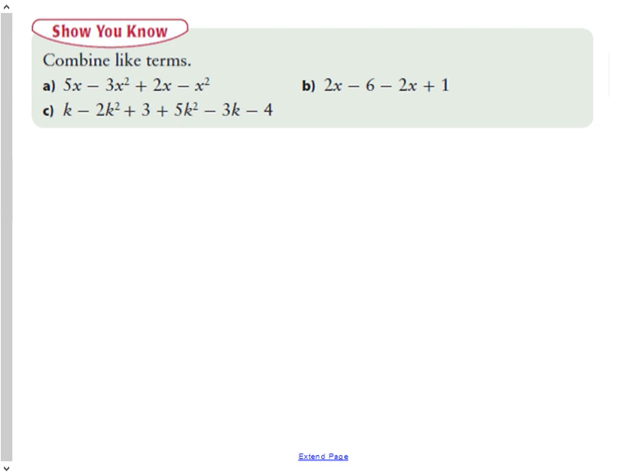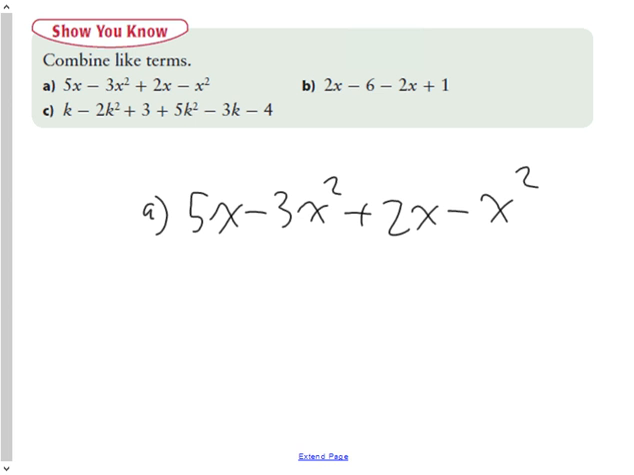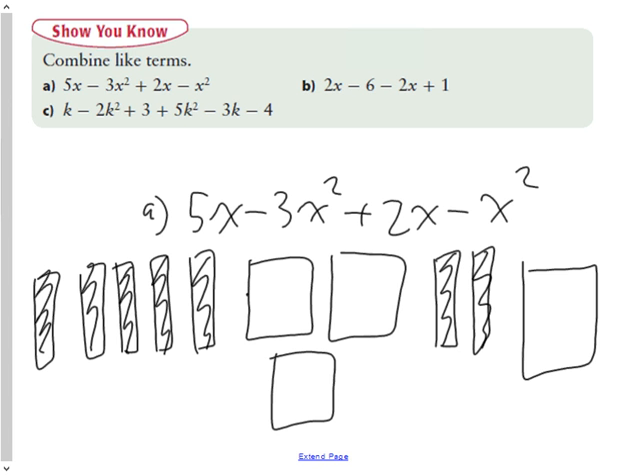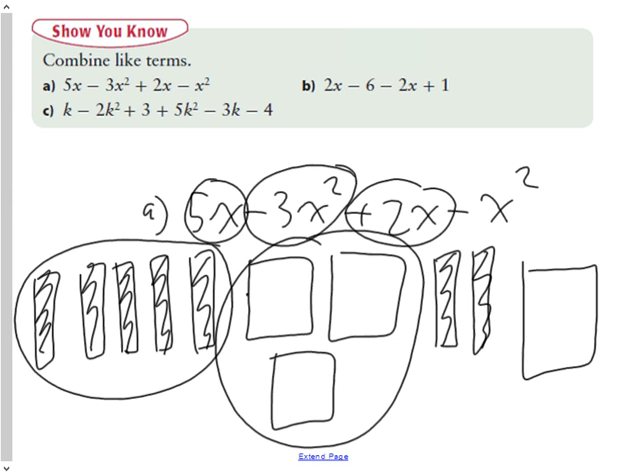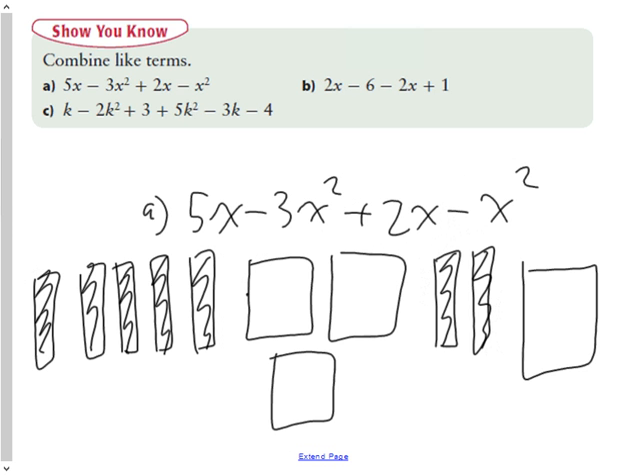And your last part, which is the culmination of all this information, is combining like terms. So when you have a polynomial, in this case 5x minus 3x squared plus 2x minus x squared, if I was to draw this out, here's what it would look like. So when I draw the first one, 5x is represented right here. This negative 3x squared is right here. This 2x is right here. And this negative x squared is right here. So what I'm really going to do here is I have a polynomial. I have four terms.